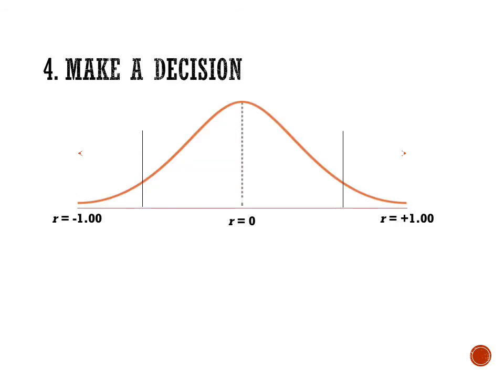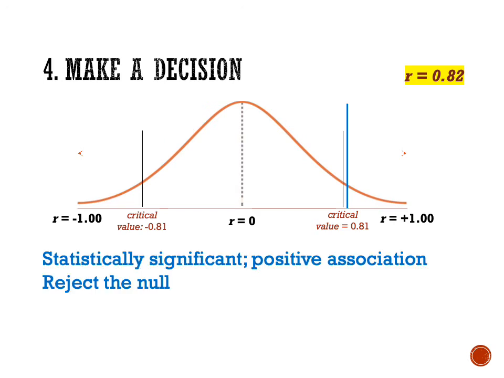So here's our distribution. Remember that our critical value was plus or minus 0.81. Our calculated R statistic that we just computed was 0.82. And that is higher than our critical value. Only slightly, of course, but it's still higher. So if we were to put that on our distribution here, it would be on the right tail because that's a positive number. It'll be somewhere around here. So it's definitely within our critical region. So our result is statistically significant. There's a positive association, and we can reject the null hypothesis.